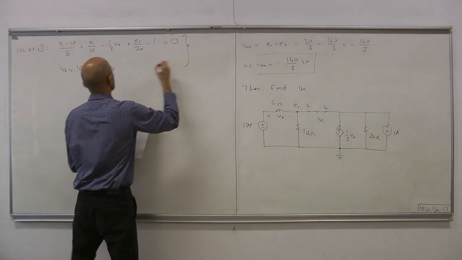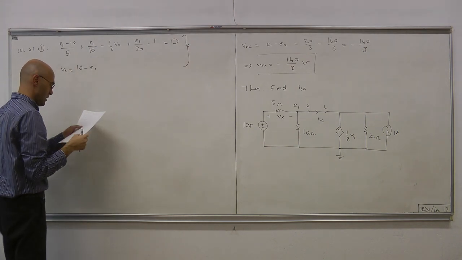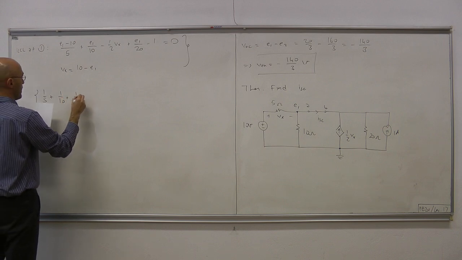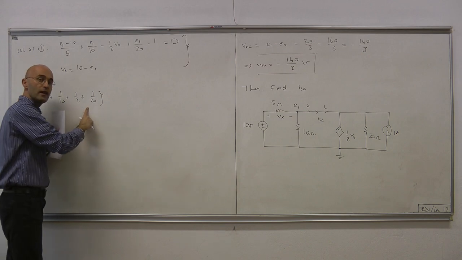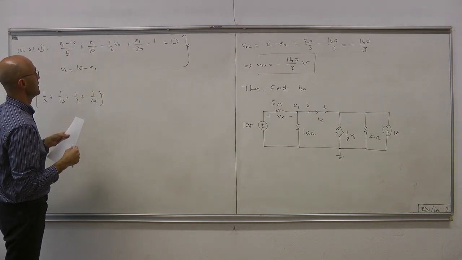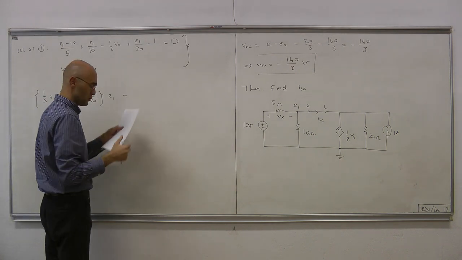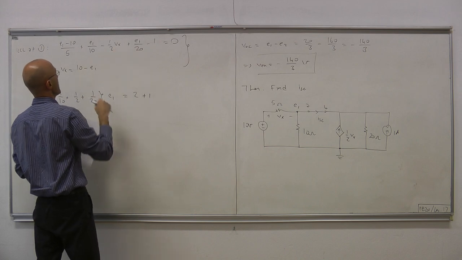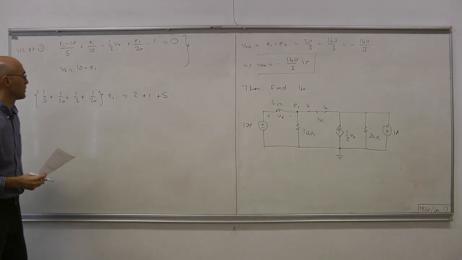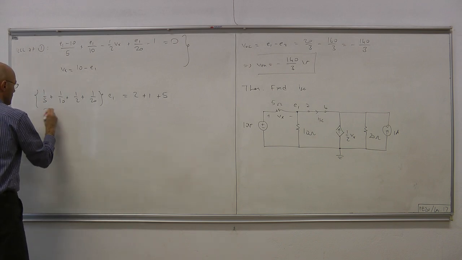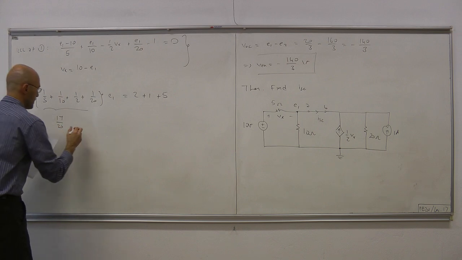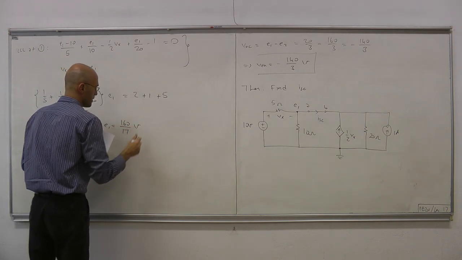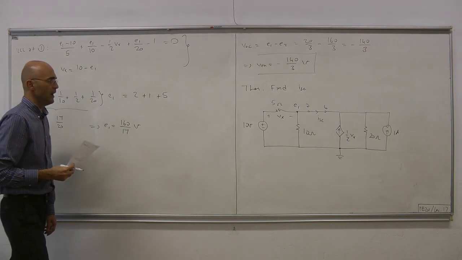Then, replacing Vx here by 10 minus E1, we have 1 over 5, 1 over 10, 1/2, 1/20. Okay, these are all the coefficients that are multiplying E1 in the first equation. E1, and then we throw all the knowns to the other side, which is, we have 10 over 5, 2, we have 1 here, and from Vx we have 5. Okay. And then solving this equation, this by the way is 17 over 20, yields the only unknown node voltage to equal 160 over 17 volts. Okay.